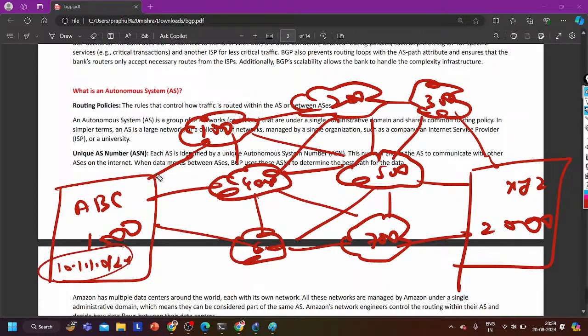Now tell me, how many exit points are there to go out from ABC to XYZ? 3 exit points are there, right? First of all, in BGP, you will have lots of control to manipulate the exit point. If you want to use this point, no problem, you can use this point, no problem. You can even use multiple points according to your requirement. As I told you, I want to send critical traffic out from this point, normal traffic from this point, and this point is for backup. I can configure the scenario like this.